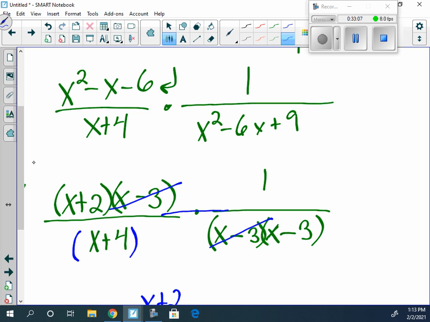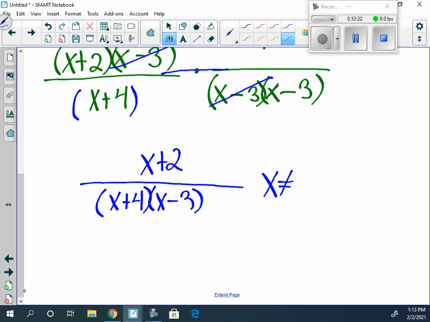Where is that number 5 on? Number 5. 7.32. Mm-hmm. I got it right. No, I got the exact same thing that you got. Yeah. X plus 2 over x plus 4 and x minus 3.